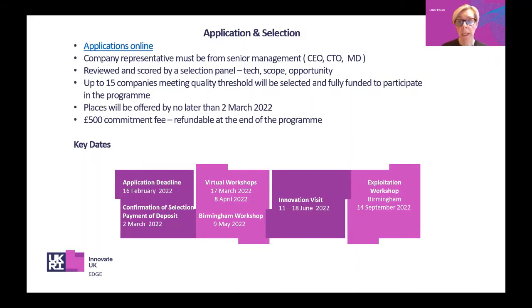In terms of the application, there will be an evaluation. The applications will be scored by a selection panel, and we will look at the technology, scope and opportunity, and we will reach our decision on that basis. And we will look to select up to 15 companies who meet a quality threshold, and who are fully able to participate in all three phases of the programme. Places will be offered by no later than the 2nd of March.